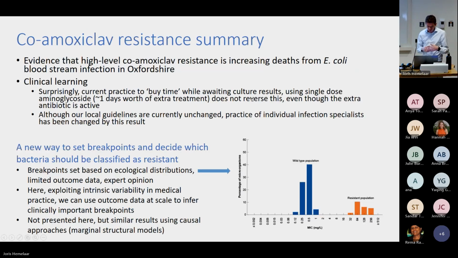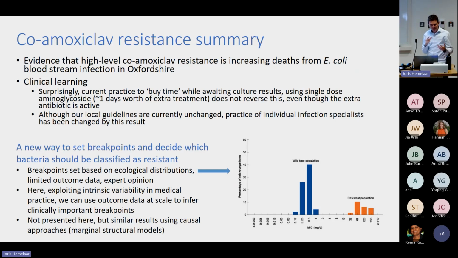So what do we conclude here? Well, first, there's a simple lesson that high-level co-amoxiclav resistance appears to be increasing deaths from E. coli bloodstream infection in Oxfordshire. So even though we might think that we don't have much of a problem with AMR here, there is evidence that it's causing harm. And there's this clinical point for me and colleagues giving advice in the hospital, that trying to buy time with this single-dose antibiotic, this gentamicin, this aminoglycoside, which provides about 1 day's worth of extra treatment, it really doesn't reverse this.